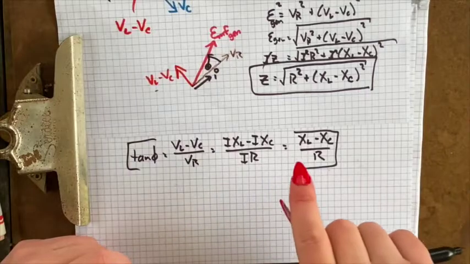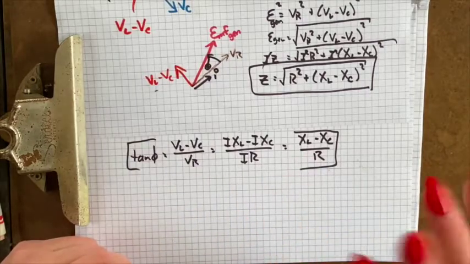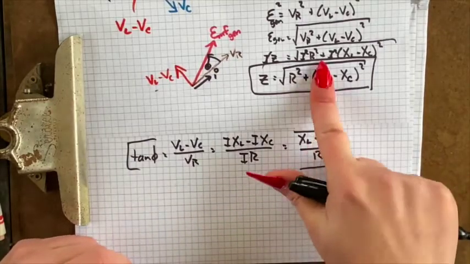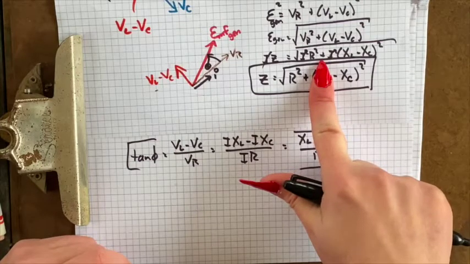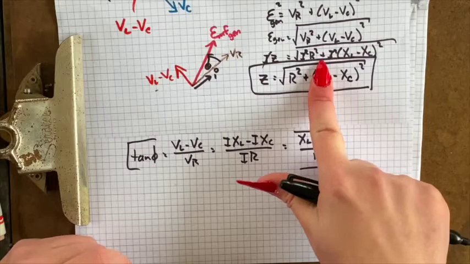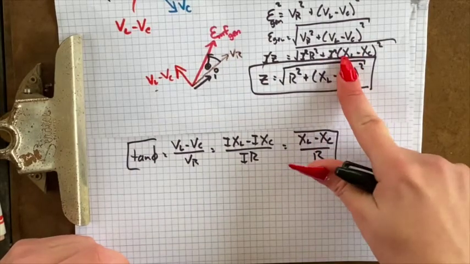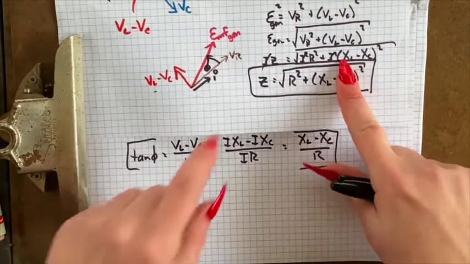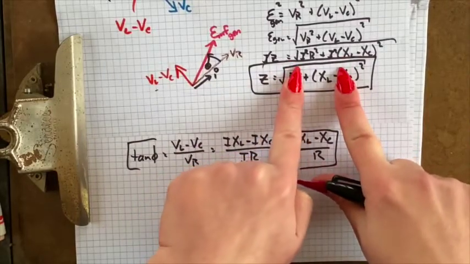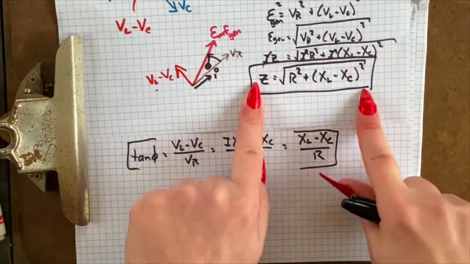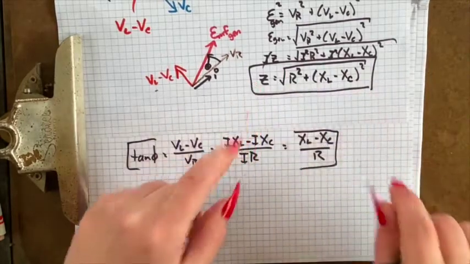So if this is an RL circuit, or let's say an RC circuit, that's your formula, R squared plus XC squared. If it's only RL, it looks like that. If it's only an L, it looks like that. Everything boils down to Z equals some combination of these in series.